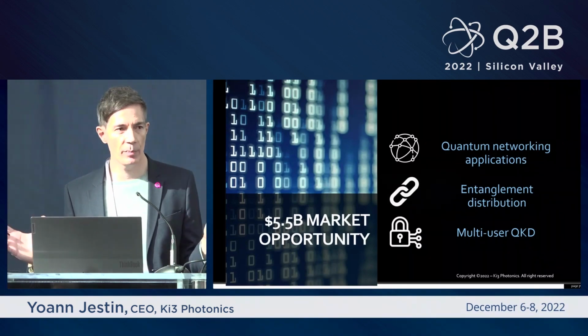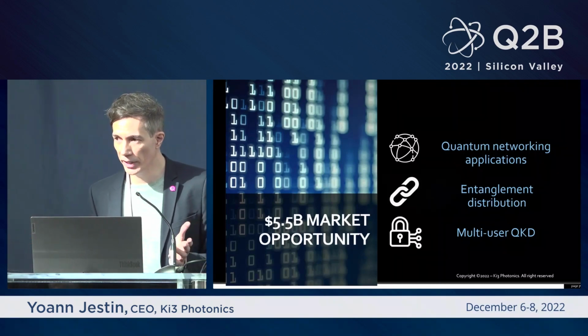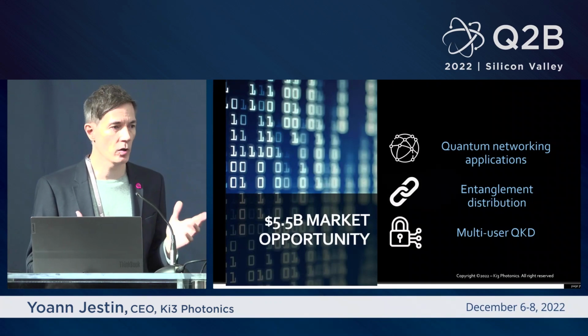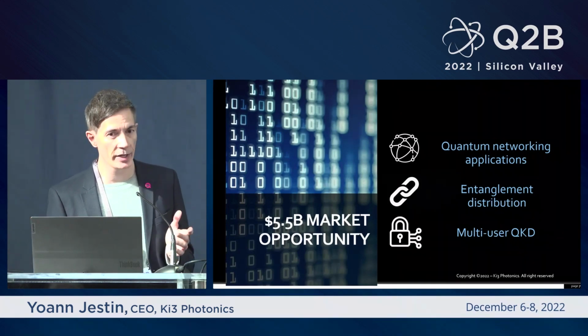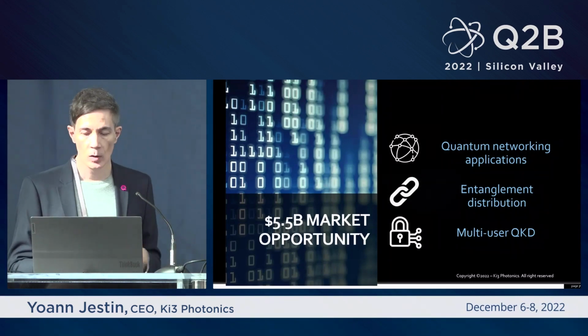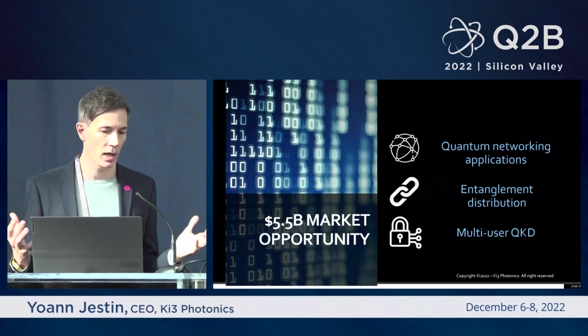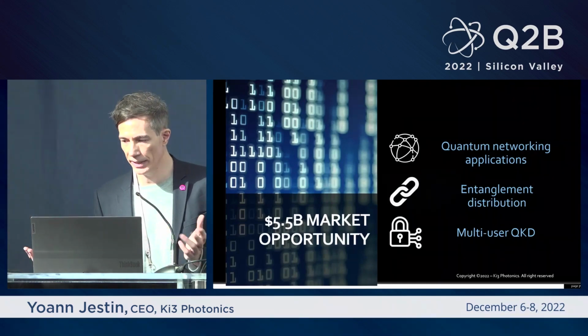We can see applications in quantum networking, for example distributed quantum sensing, but also distributed quantum storage, private auctions through oblivious transfer, things like this. We can also have entanglement distribution and something more classic with multi-user QKD.